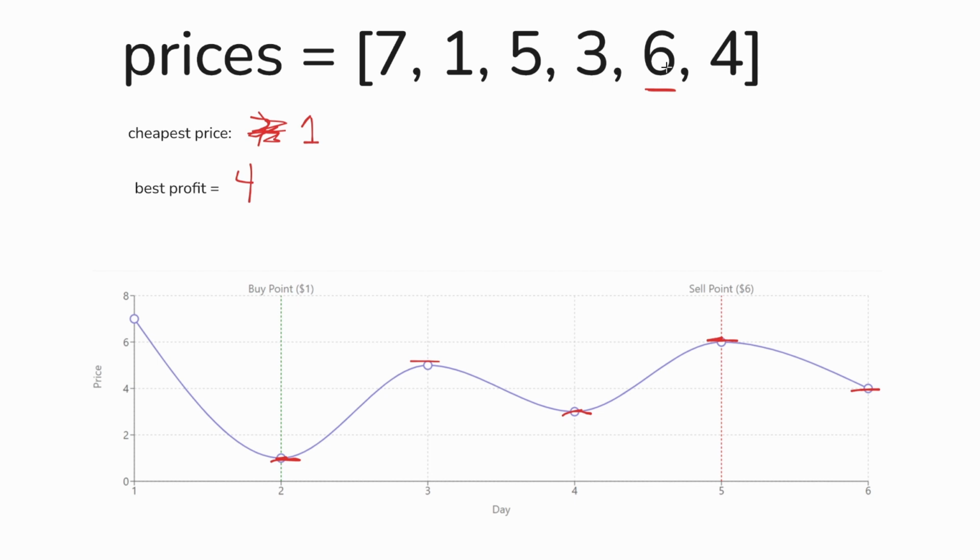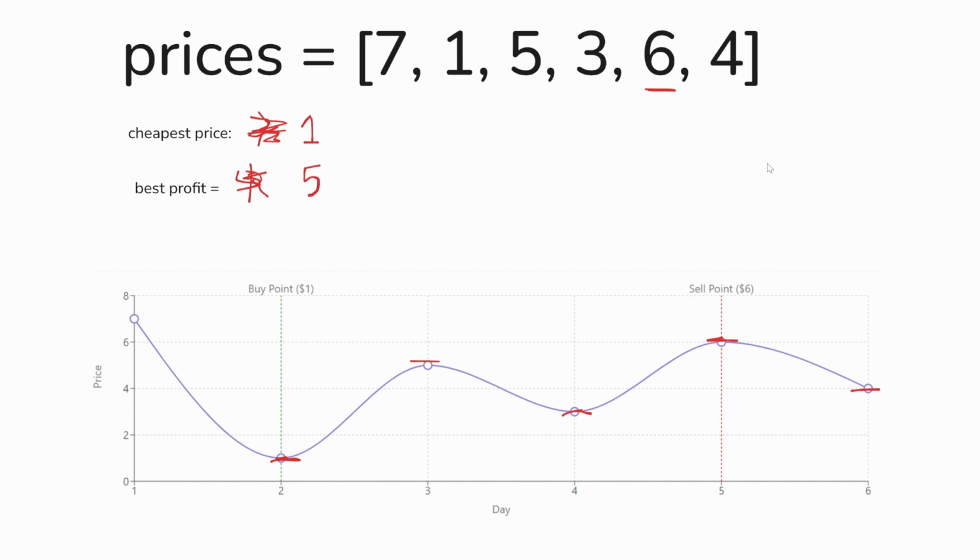And we're going to say, okay, what if we were to sell today? So if we were to sell today, we would make a profit of $6 minus the $1 that we bought it at. So 6 minus 1 is 5. Is 5 greater than the best current profit that we've previously seen? Yes, because 5 is greater than 4. So we're going to update the best profit to be 5.